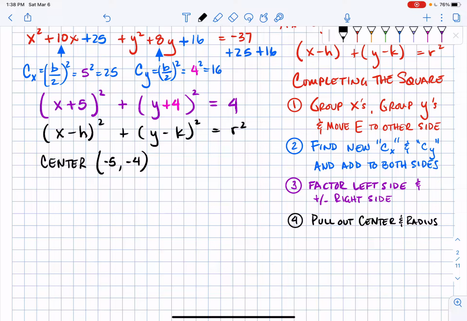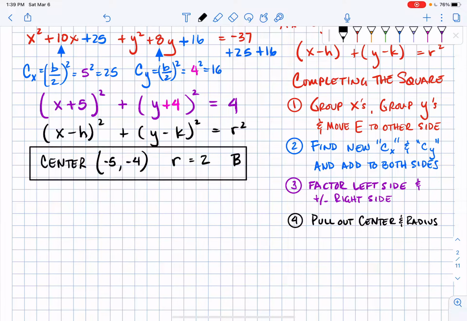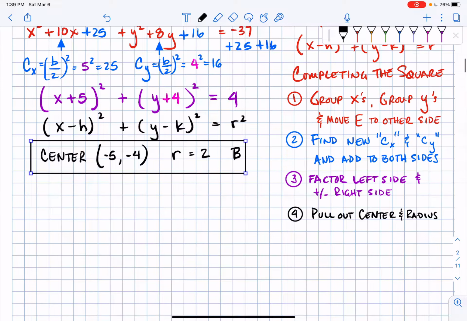And my radius is going to equal 2, because r squared is equal to 4, so that means r must equal 2. With that being said, negative 5, negative 4, so that looks like it's going to be choice B. Boom. There we go.